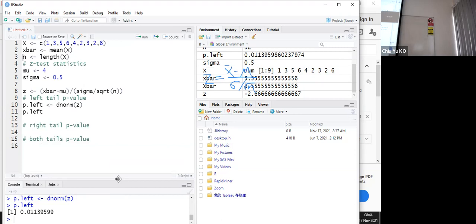Okay. So I want you to do the other tail. Try to work it out. What is the right tail, and also what is the both tails? Or two tails. I mean, try to work it out a little bit, but if you understand the relationship between the left tail and right tail, it should be fast.